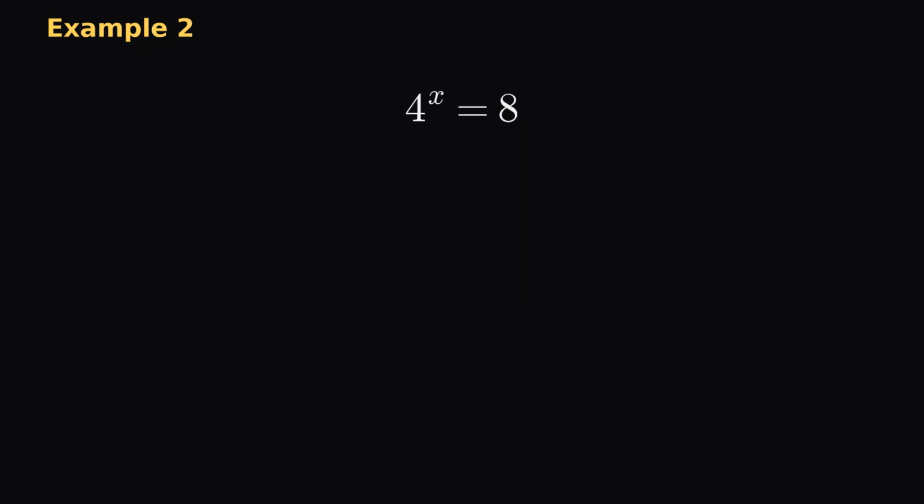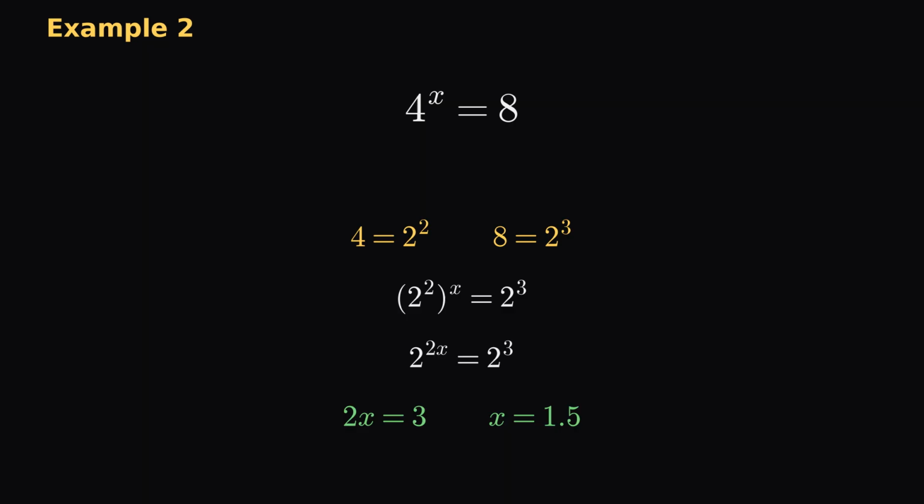Example 2. Solve 4 to the x equals 8. Now neither side is a power of the other. But look again, they're both powers of 2. 4 is 2 squared, and 8 is 2 cubed. So 2 squared, all to the x, is 2 cubed. That's 2 to the 2x equals 2 to the 3. So 2x equals 3, and x is 1.5. Check it. 4 to the power 1.5 is 8, and that's the lesson. When the bases don't match, look for a base they share.